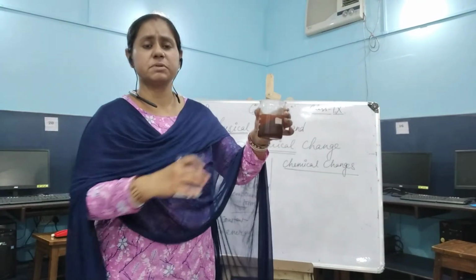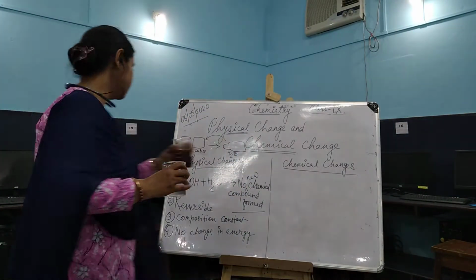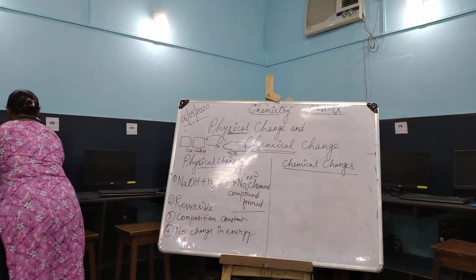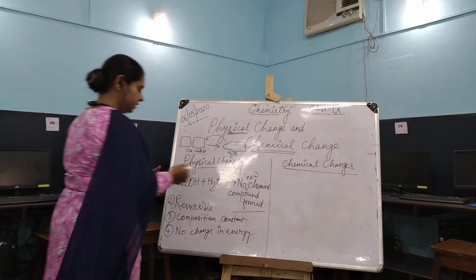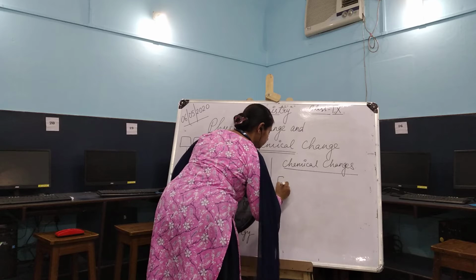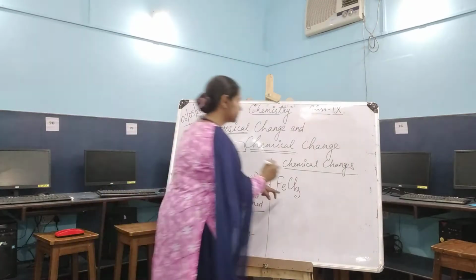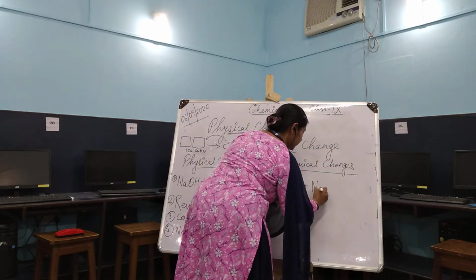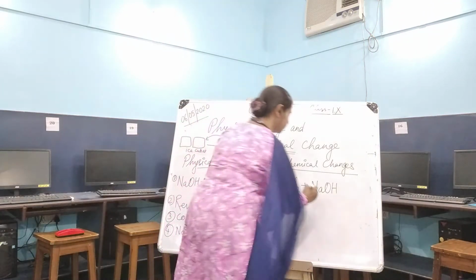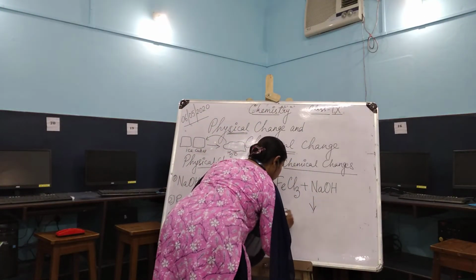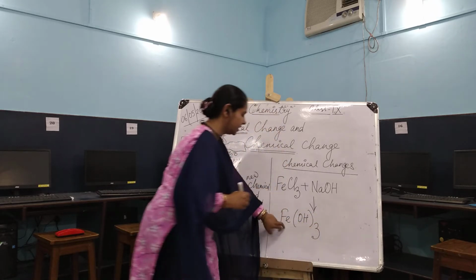Now, why has this precipitate been formed over here? I'll show you. Look very carefully. Ferric chloride, that is FeCl3, when it reacts with sodium hydroxide, forms ferric hydroxide, Fe(OH)3.